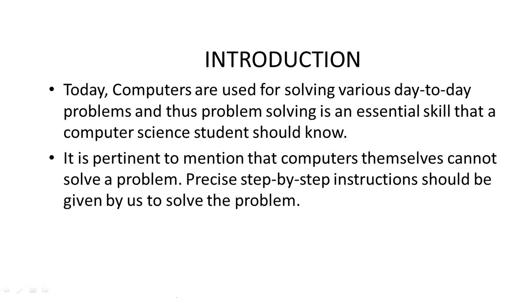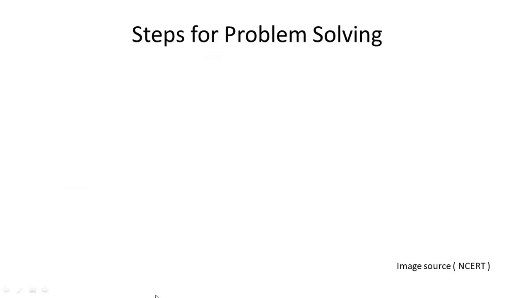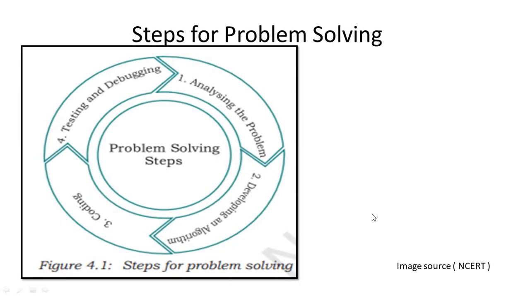Thus, problem solving is a process of identifying a problem, developing an algorithm for the identified problem, and finally implementing the algorithm to develop a computer program. Steps for solving the problem. We have 4 steps in problem solving. First is analyze the problem, then developing an algorithm, coding, testing and debugging. Now we are going to discuss each step one by one.